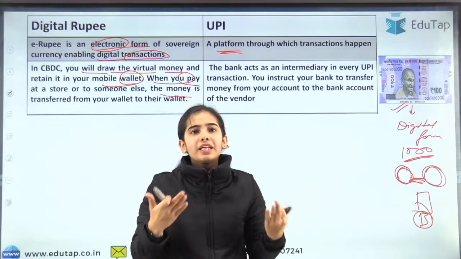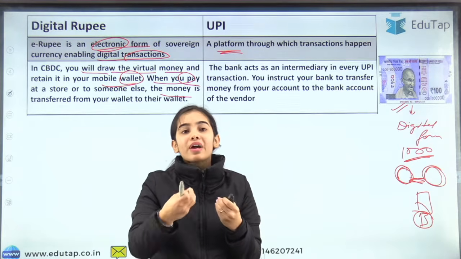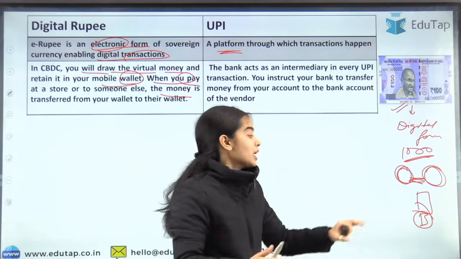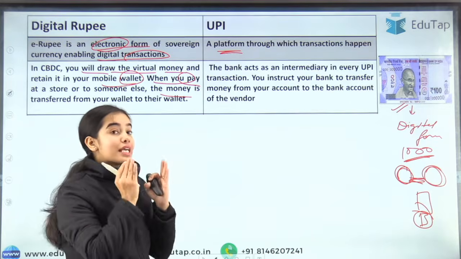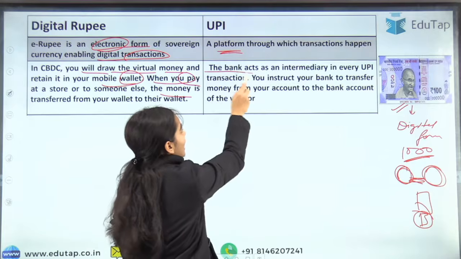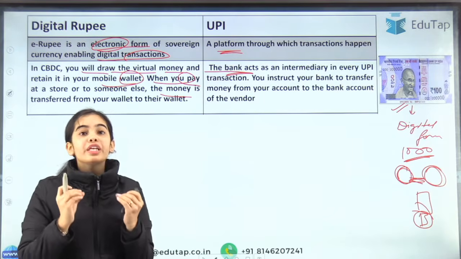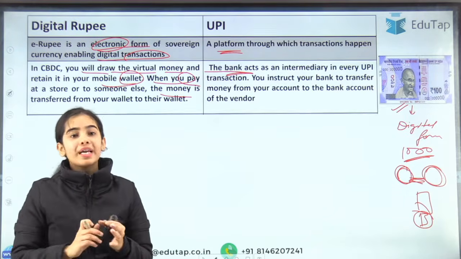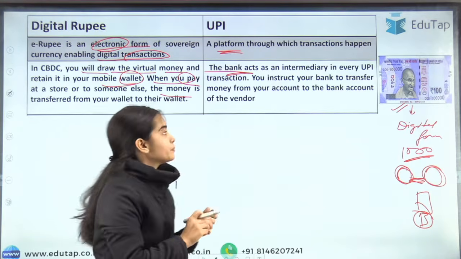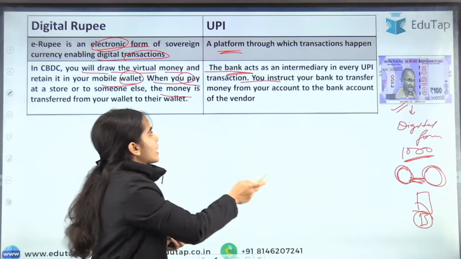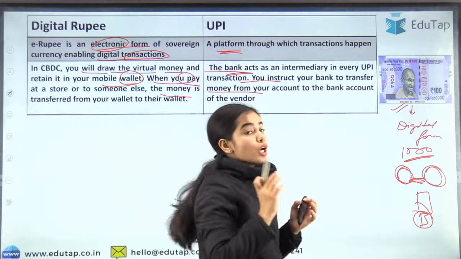We do not need any intermediary when we are transacting in cash or in digital rupee. But when UPI is involved, there is the bank that is involved. There are intermediaries involved. So the bank acts as an intermediary in every UPI transaction. In every UPI transaction, you are asking the bank to transfer this much money. So you instruct your bank to transfer money from your account to the bank account of the other vendor or other person.